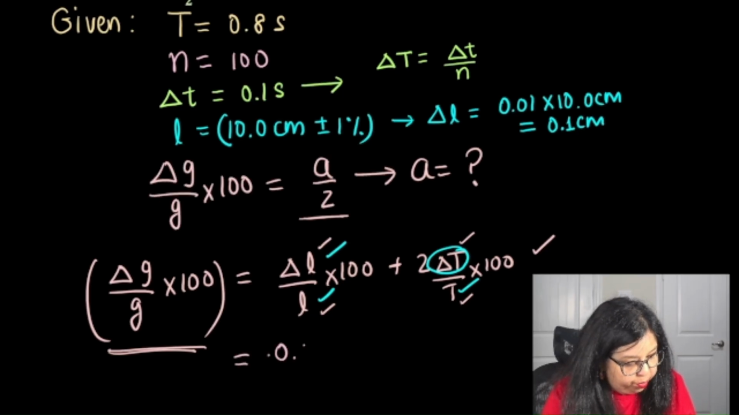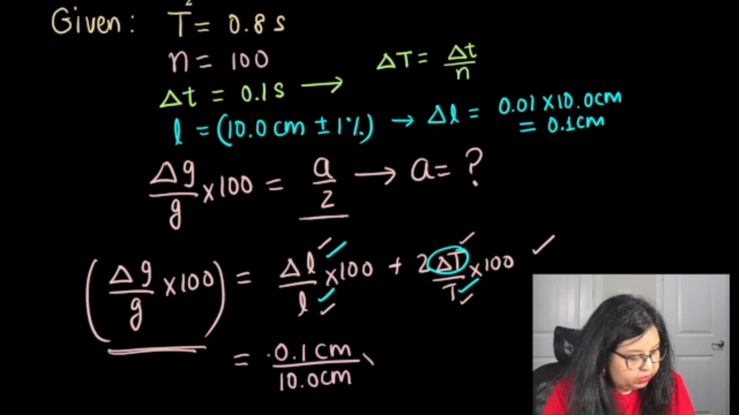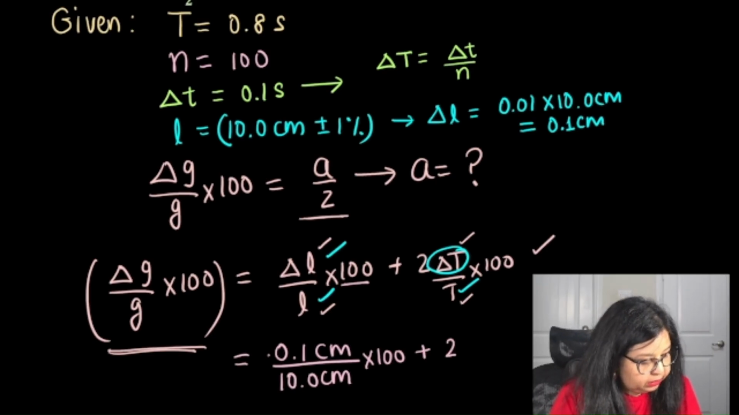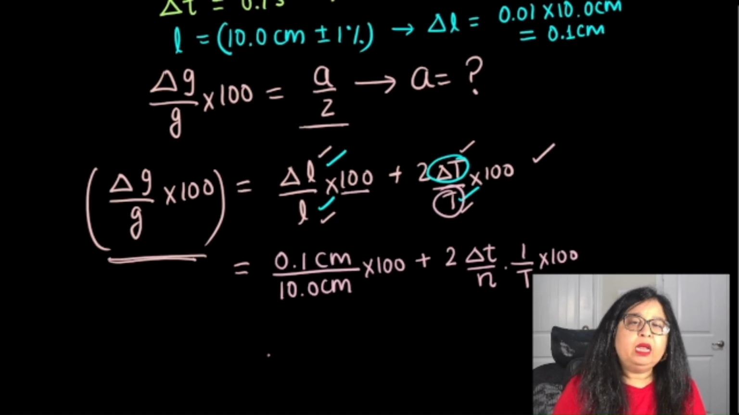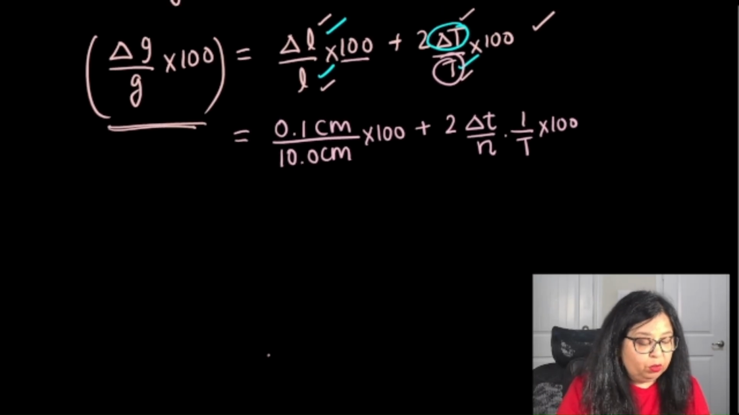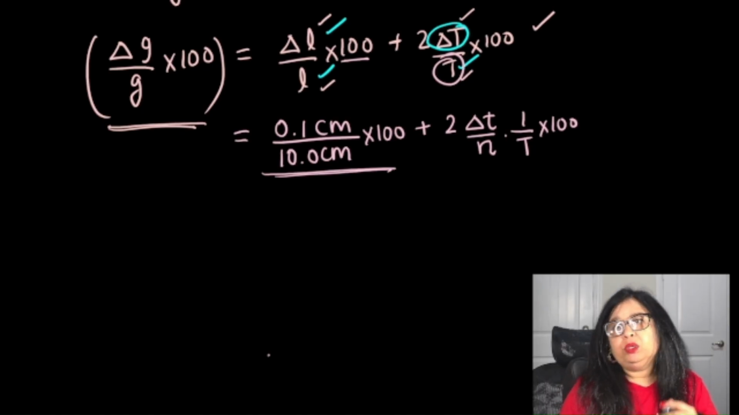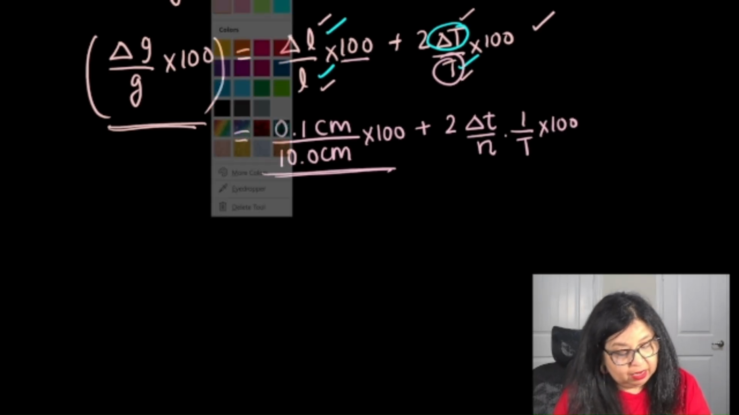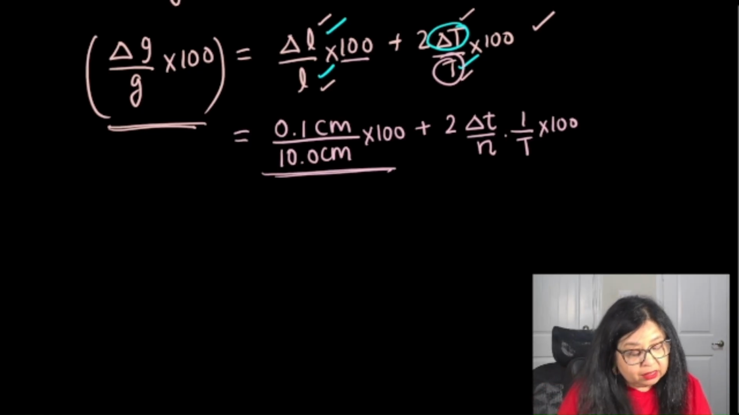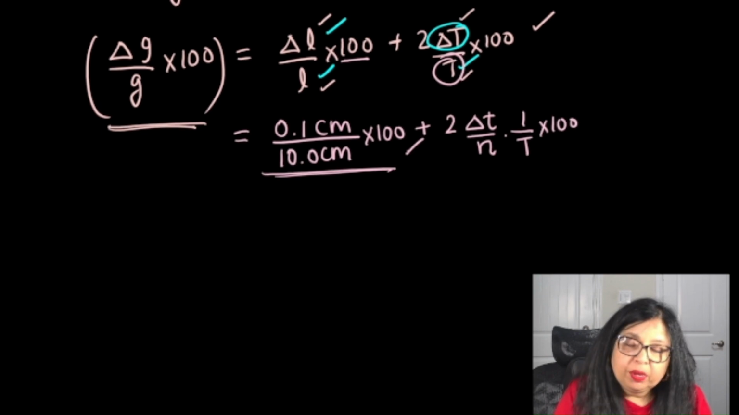So delta L is 0.1 centimeters divided by L. L is 10.0 centimeters times 100. This 100 over here. Plus 2 times delta t. Now delta t is delta lowercase t over n. And then I have this uppercase T at the bottom times 100. And I know I have been advocating for keeping the equations in the symbolic form for as long as we can before we plug in the numerical values, like I already did over here. I didn't have to do it, but I want to show you how to do things in different ways. In principle, ideally, I should not have put in the numbers here yet, but I did it anyway.